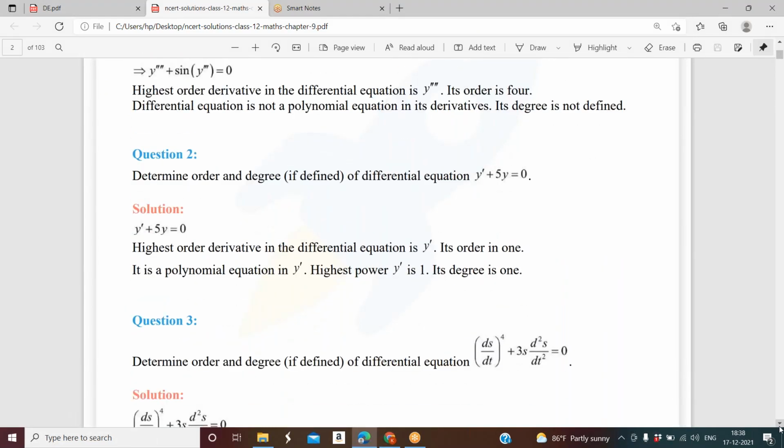Next, determine order and degree of the differential equation y dash plus 5y equal to 0. Here we have only one derivative, right? So y dash. Y dash means dy by dx. Its order is 1, as y is differentiated only one time, and its degree is also 1.